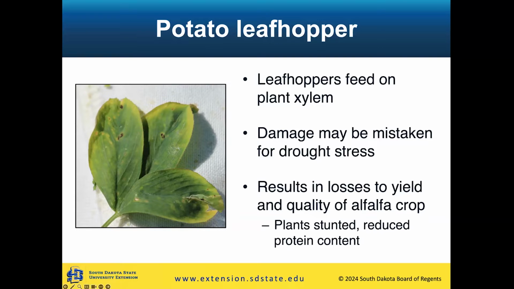So the leafhoppers feed on that plant xylem. Like I said, it's often mistaken for drought stress, but it's actually that hopper burn. And the result can end up with a lower yield or quality of that crop, and then it can stunt the plants as well.